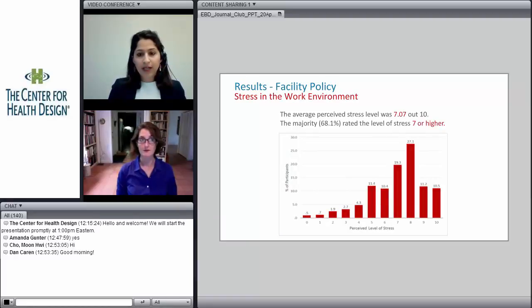And then we asked about their stress level in the work environment. The average perceived stress level was 7 out of 10, and the majority, about 70%, rated the stress level 7 or higher.